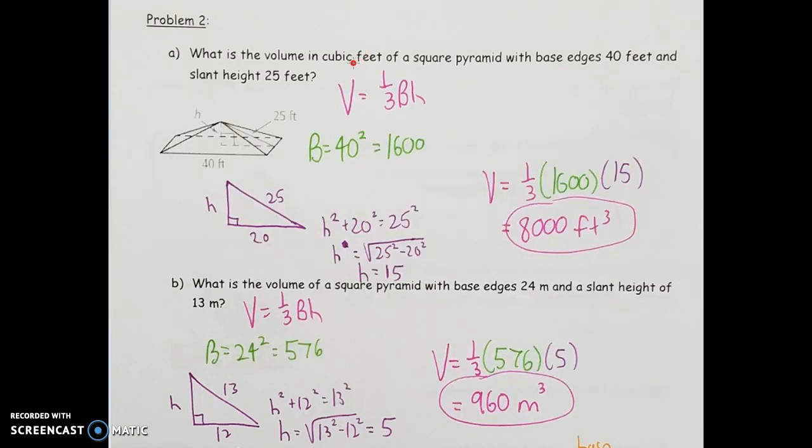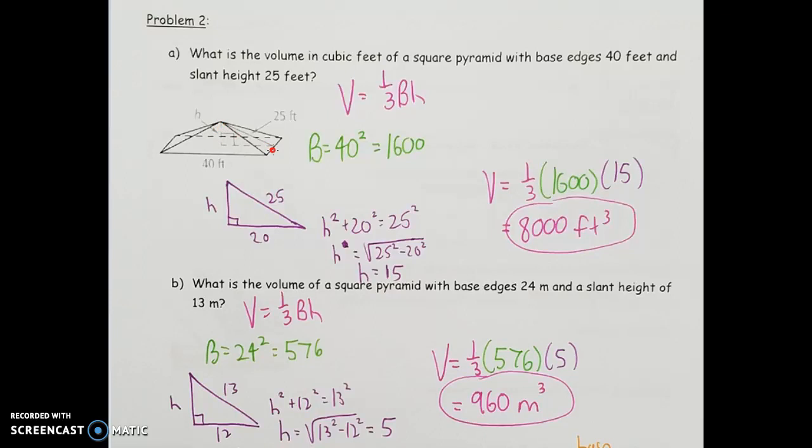If we're trying to find the volume in cubic feet of this square pyramid again, this time the base edges are 40 feet and we're given a slant height of 25 feet. We're still using the same formula. It's still 1/3 of the base area times the height. And just like the last one, base area should be pretty simple if it's a square. 40 times 40 gives us 1600 for a base area. This time though, for slant height, if that's given, I'm going to have to use our right triangle again to find the actual height of that pyramid.